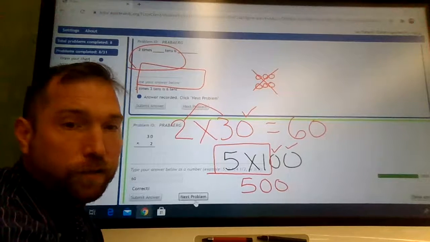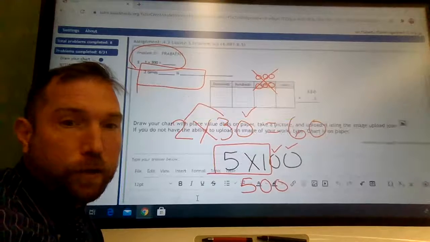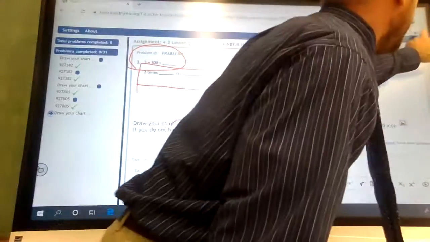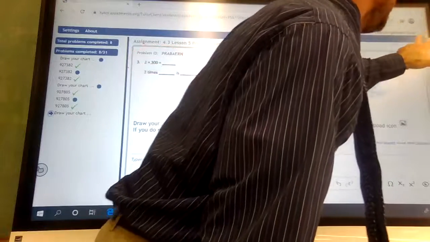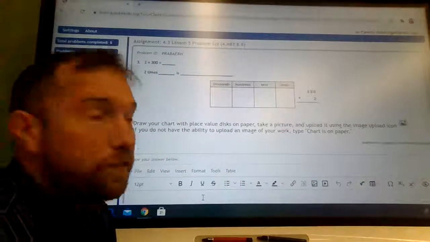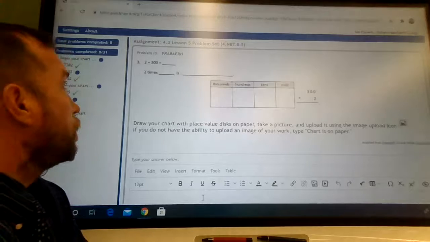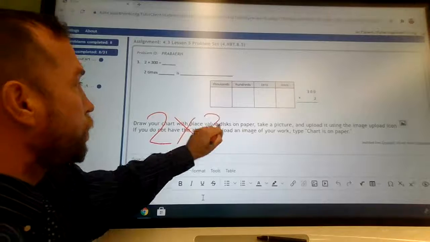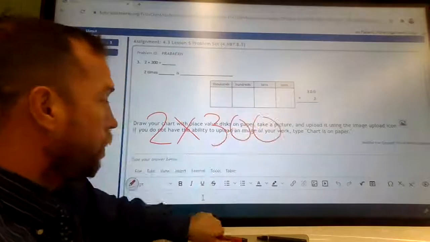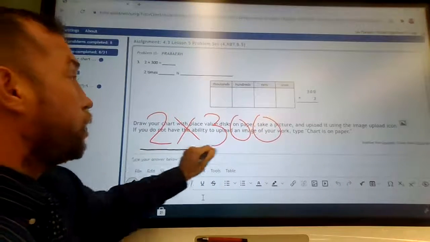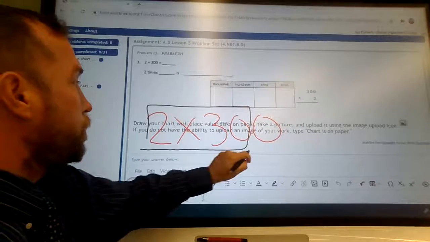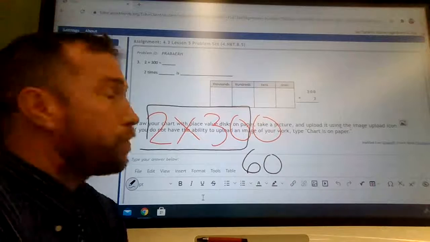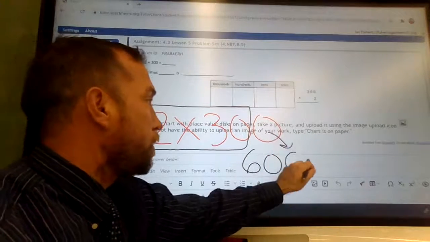And again, you submit your answer, it tells you correct, and you go to the next problem. The next problem is basically the same exact idea. The only difference is there's an extra 0. It's now 2 times 300. We just figured out that 2 times 30 was 60, so 2 times 300 is 600.